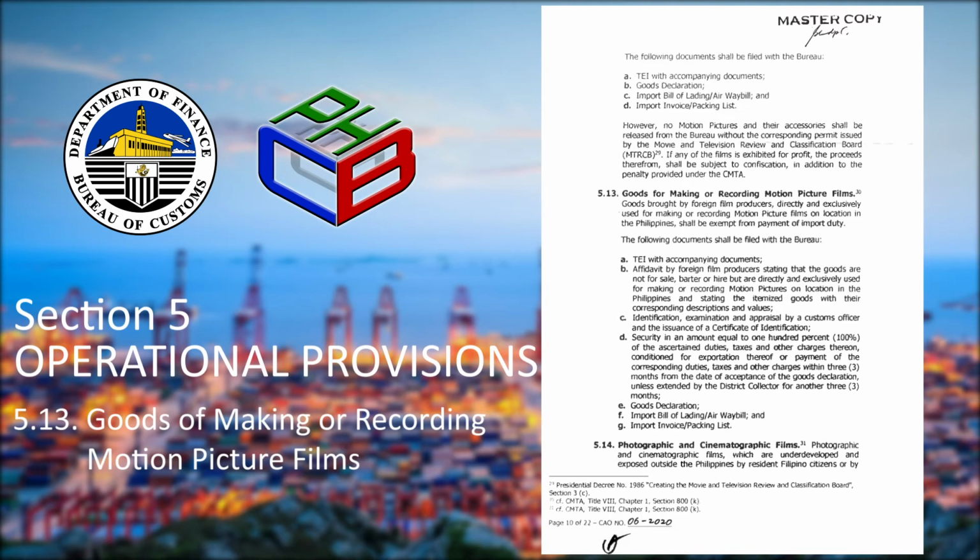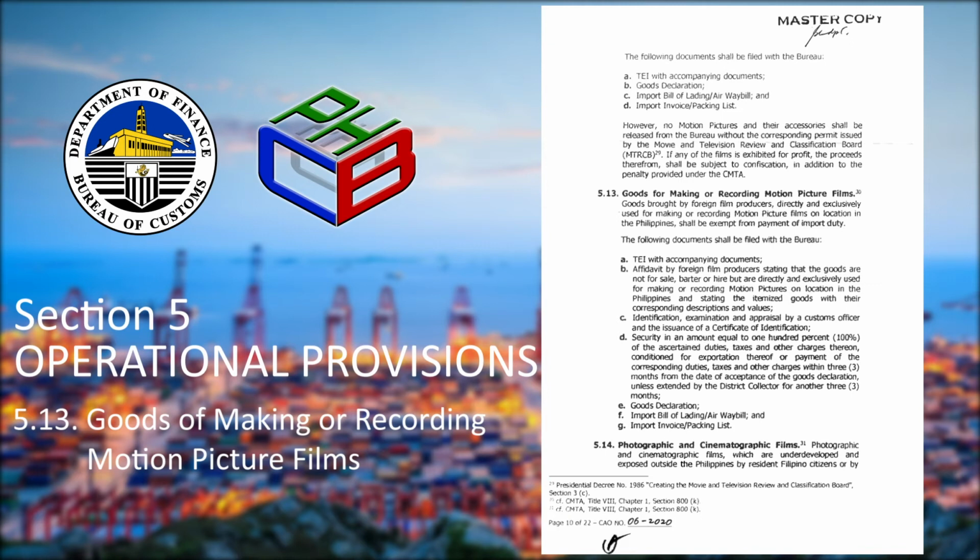A. TEI with accompanying documents. B. Affidavit by foreign film producers stating that the goods are not for sale, barter or hire but are directly and exclusively used for making or recording motion pictures on location in the Philippines and stating the itemized goods with their corresponding descriptions and values. C. Identification, examination, and appraisal by a customs officer and the issuance of a certificate of identification.